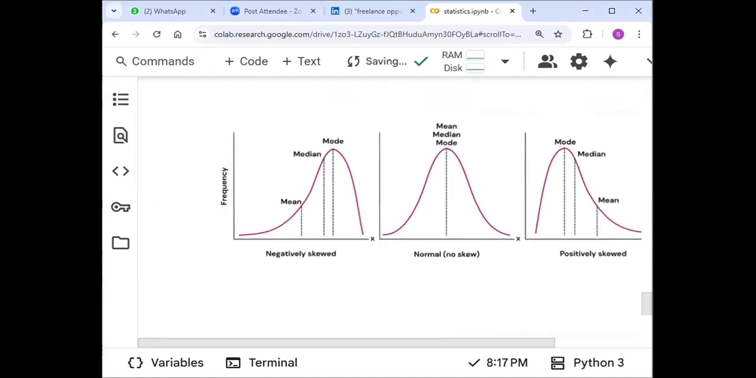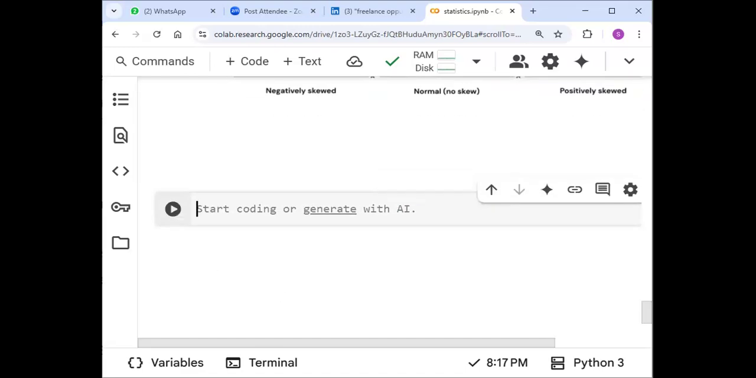So, understanding the types of skewness. Where mean, median, and mode are in a single line, it is considered a normal distribution. This one is considered negative skewness, and this sort of skewness is considered positive skewness, when your distribution follows this aspect.